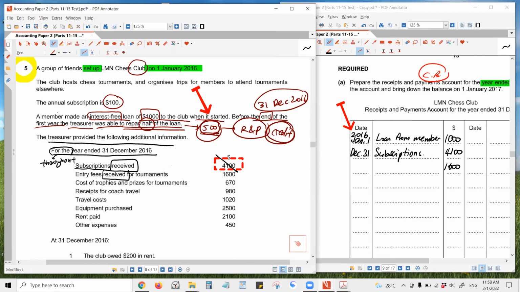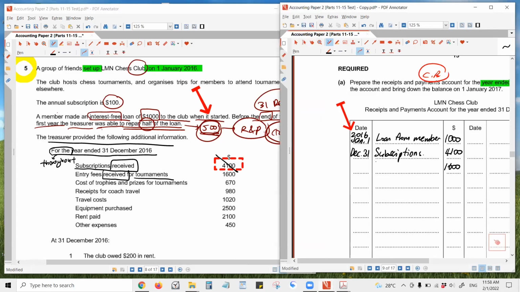Next one is entry fees received for tournaments. So what is this about entry fees? Basically you are organizing tournaments, competitions. You organize competitions. Is that the right word? Yeah, organize tournaments. Then people who come and visit, who want to watch the tournaments, have to pay entry fees. Such a thing is an income. Right here, entry fees.